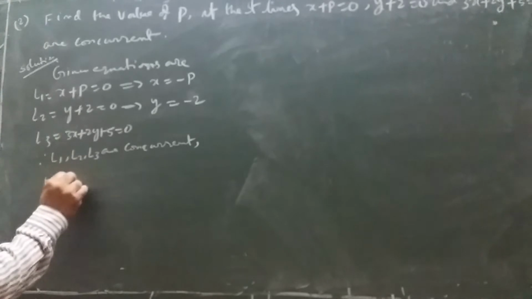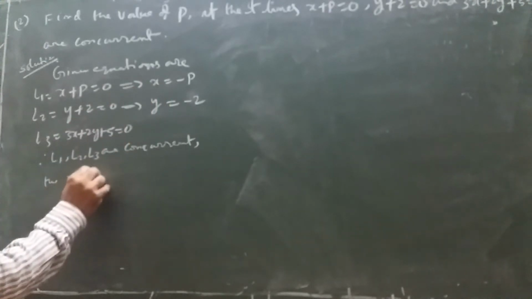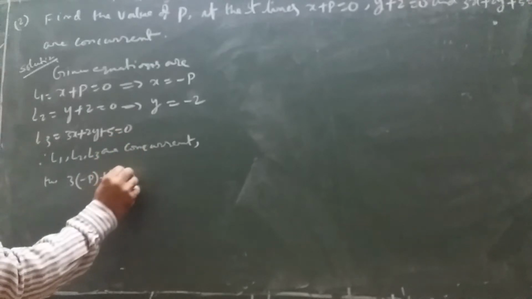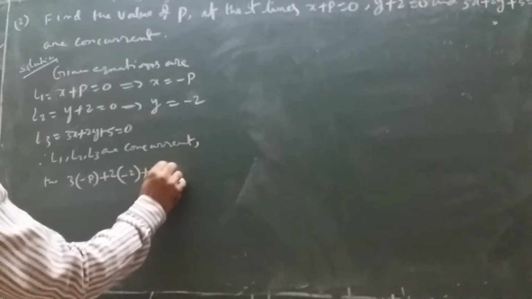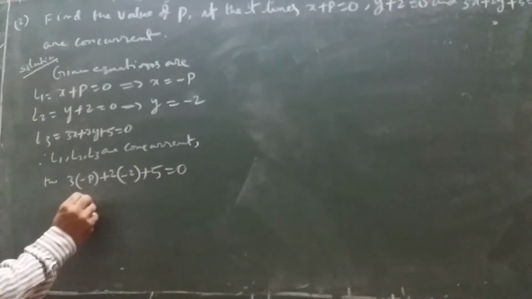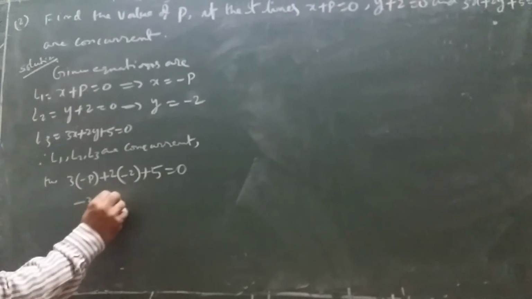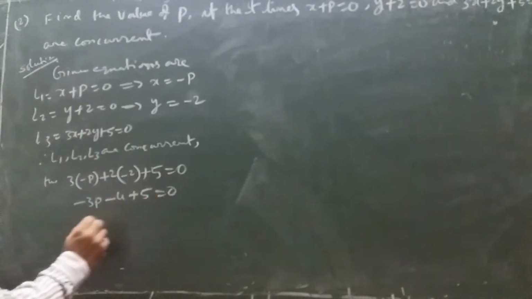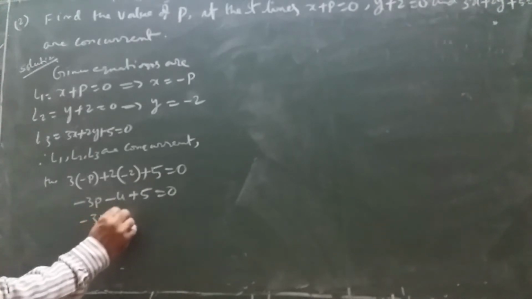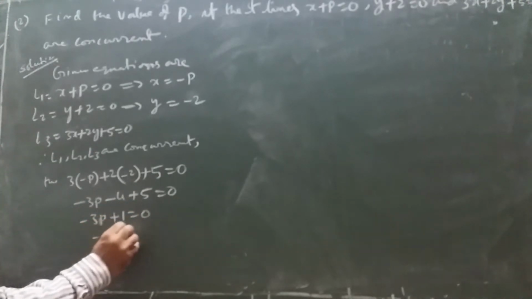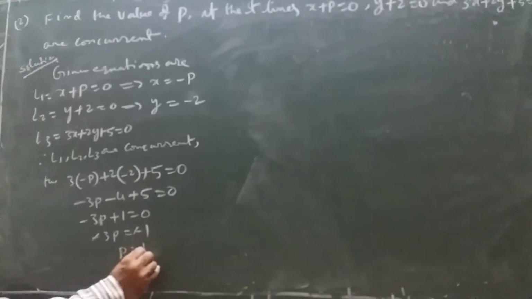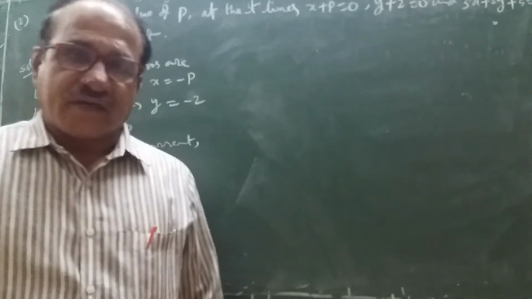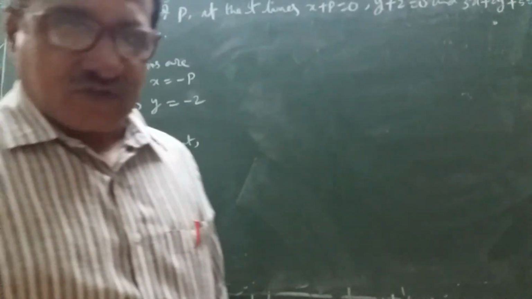Then 3 into what is the value of x? Minus p. Plus 2 into what is y? Minus 2, plus 5 is equal to 0. 3 into minus p, minus 3p plus 2 into minus 2, minus 4, plus 5 is equal to 0. Or minus 3p plus 1 is equal to 0. Minus 3p is equal to minus 1. 3p is equal to 1. Therefore, p is equal to 1/3. Very, very important problem regarding public exams in the 2 marks pattern.